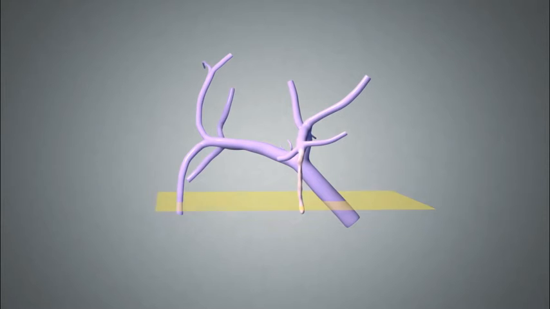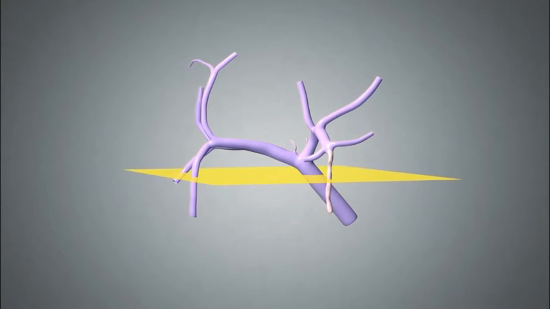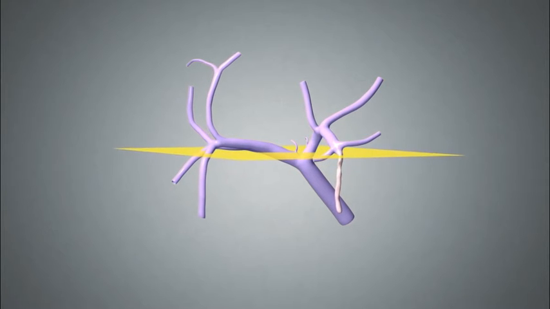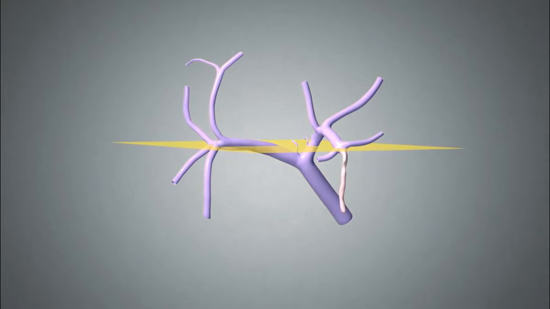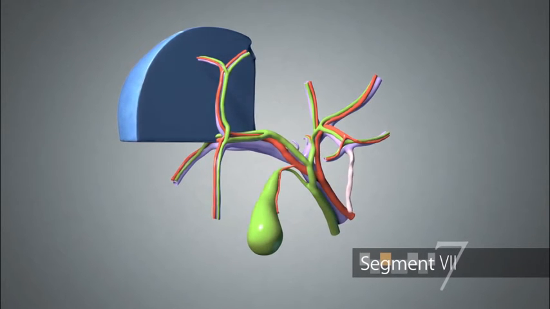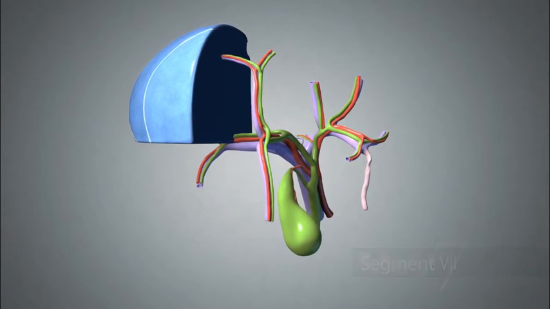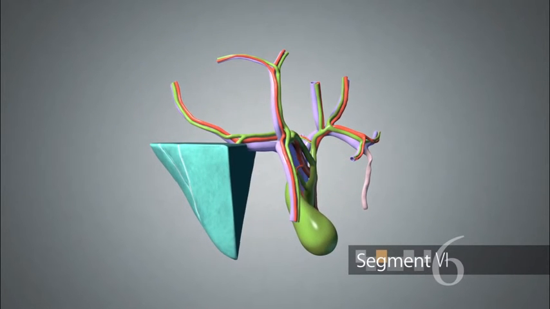When viewing a cross-sectional image, the segments can be differentiated by the level of the portal vein bifurcation. The parenchyma that is cephalad to the level of the portal vein bifurcation is termed segment 7, and the area of the liver that is caudal to this bifurcation is segment 6.